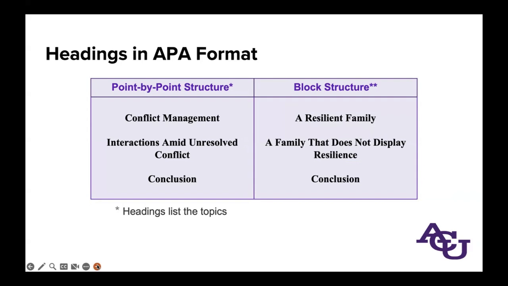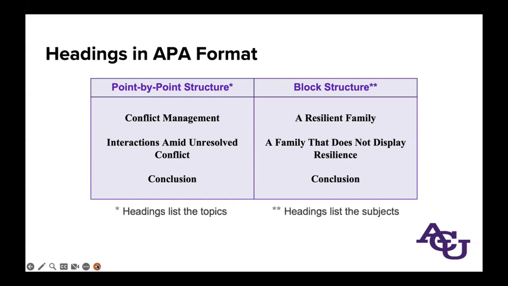In this case, the level 1 headings can list the topics or the points. So we have Conflict Management, capital C, capital M. Interactions Amid Unresolved Conflict for section 2. Notice that even though amid is a preposition, it's got 4 letters, so we've got it capitalized. And then you would have another heading for Conclusion.